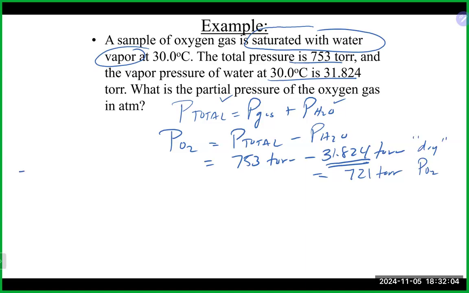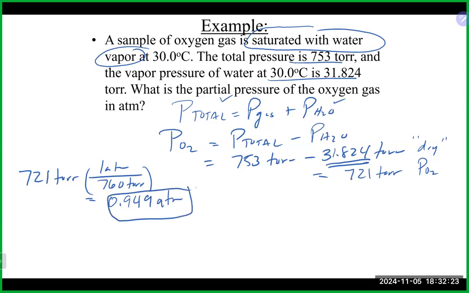Now, they did want it in atmospheres, which means we do need to divide by 760 to convert it into atmospheres. And if we do that there, we will end up with 0.949 atmospheres, again, our partial pressure of oxygen in this experiment without the water's contribution to the pressure.